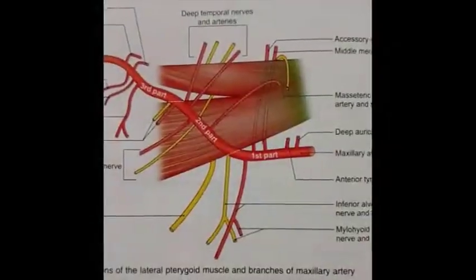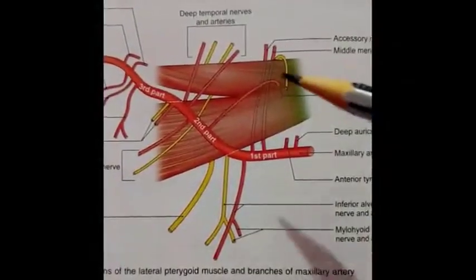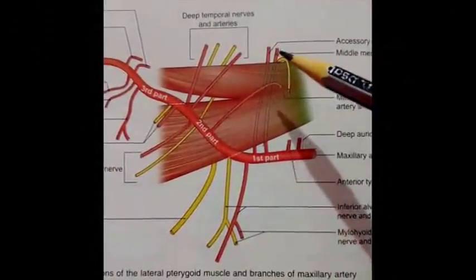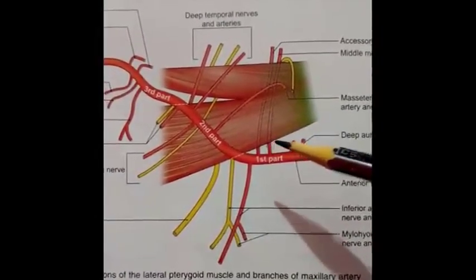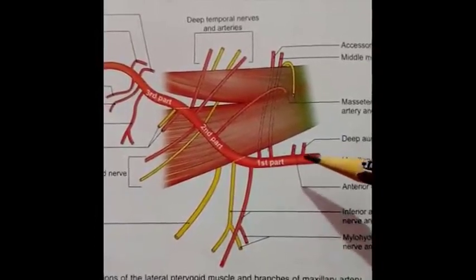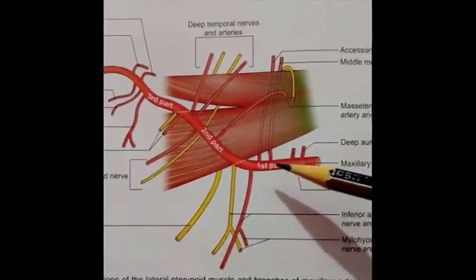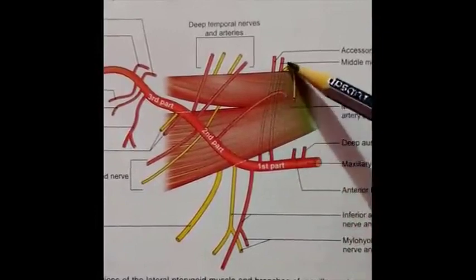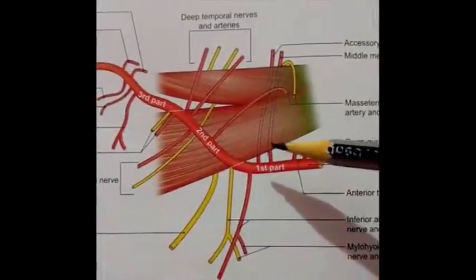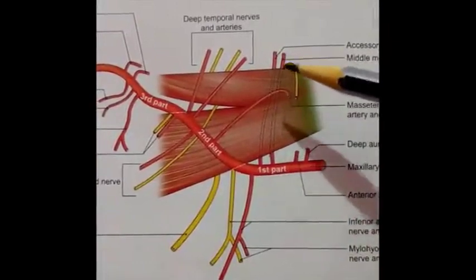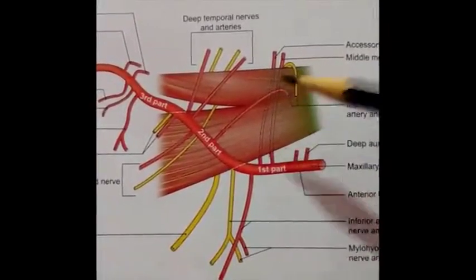Next topic is middle meningeal artery. It is also one of the contents of the cranial cavity. So origin of middle meningeal artery. Middle meningeal artery arises from the first part of maxillary artery. It arises from the first part of maxillary artery in the infratemporal fossa.